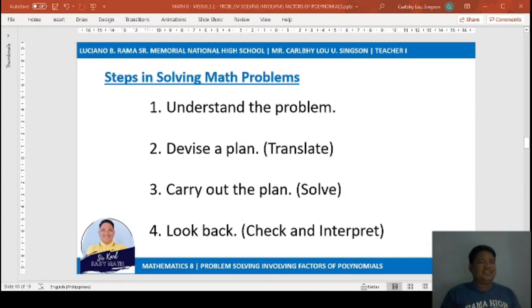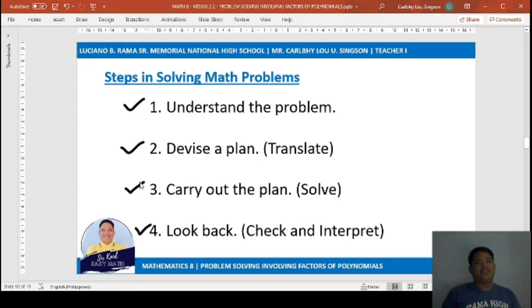Again, the four steps in solving math problems are: number one, understand the problem; number two, devise a plan, translate; number three, carry out the plan, solve; and number four, look back, check and interpret. We're going to use these four steps in solving the four problems that I have given to you in the beginning of this video.